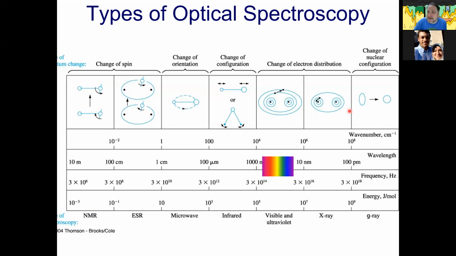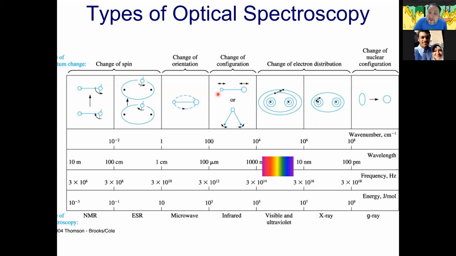If you're looking at a change in nuclear configuration, so you're looking at how you're redistributing things inside the nucleus, you can imagine that's a lot harder to do. That's going to take more energy. Well, those are going to be things in the gamma ray range.